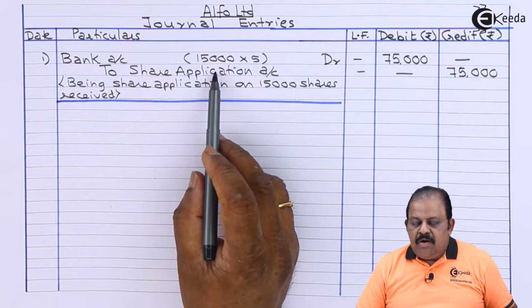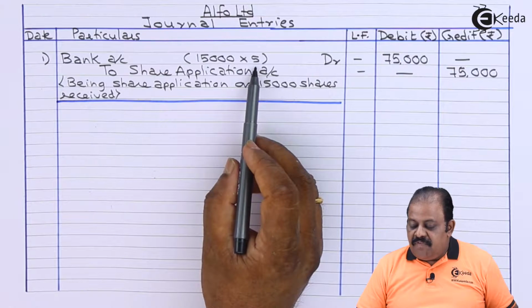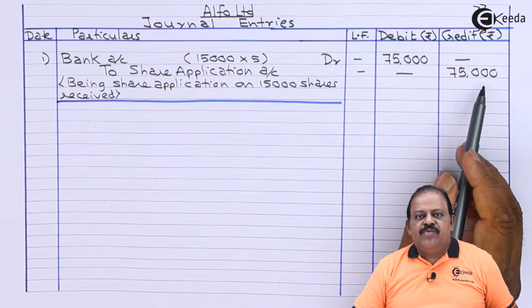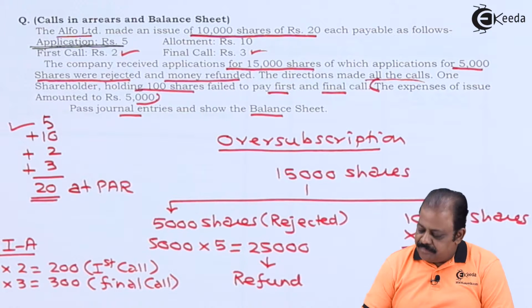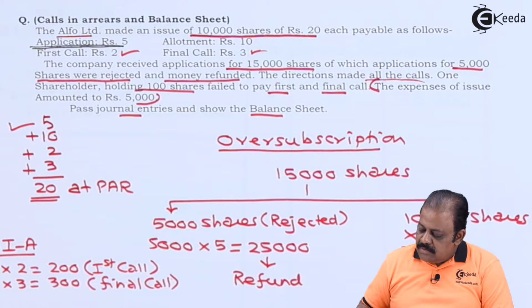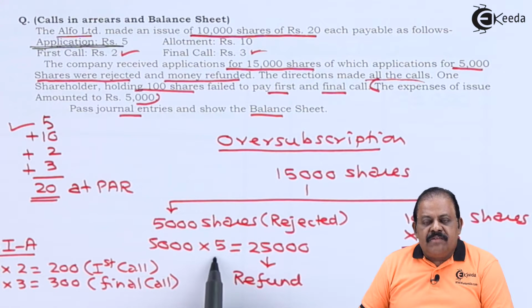Bank account debit 75,000, that is on 15,000 shares, 5 rupees application amount. To share application account 75,000. Here there is oversubscription of 5,000 shares. Company has rejected these applications and the entire amount received is refunded. Total applications received 15,000, rejected applications 5,000, per share application amount 5 rupees, so refund amount is 25,000.